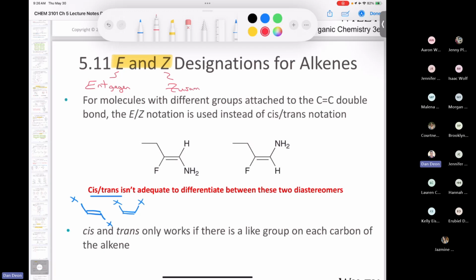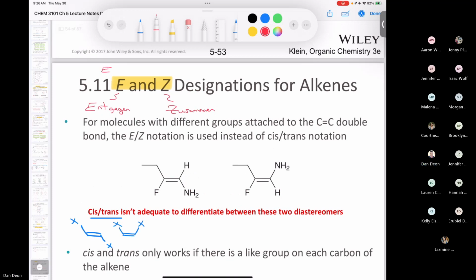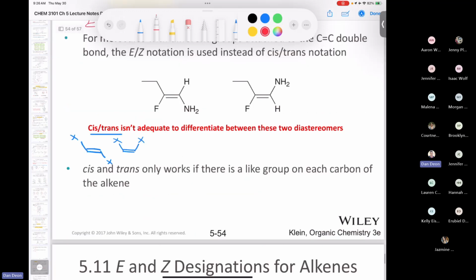I don't even know how to spell zusammen. Maybe like that. Anyhow, which means together. Okay, so we have entgegen, and sometimes my students told me this years ago, they called it opposite. So E for opposite, and that's what entgegen means, and Z for together. Anyhow, I never forgot that. I thought it was kind of funny. Maybe they didn't come up with it, but I never forgot it.